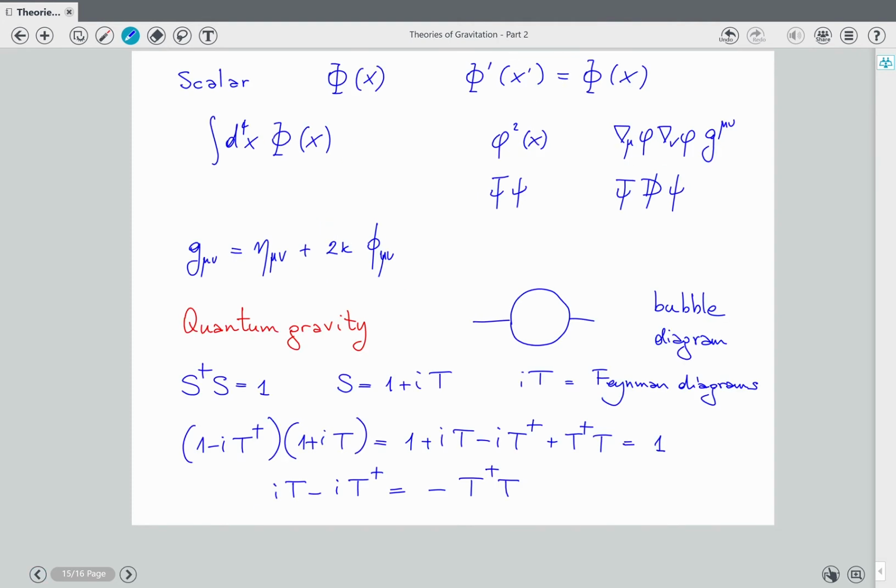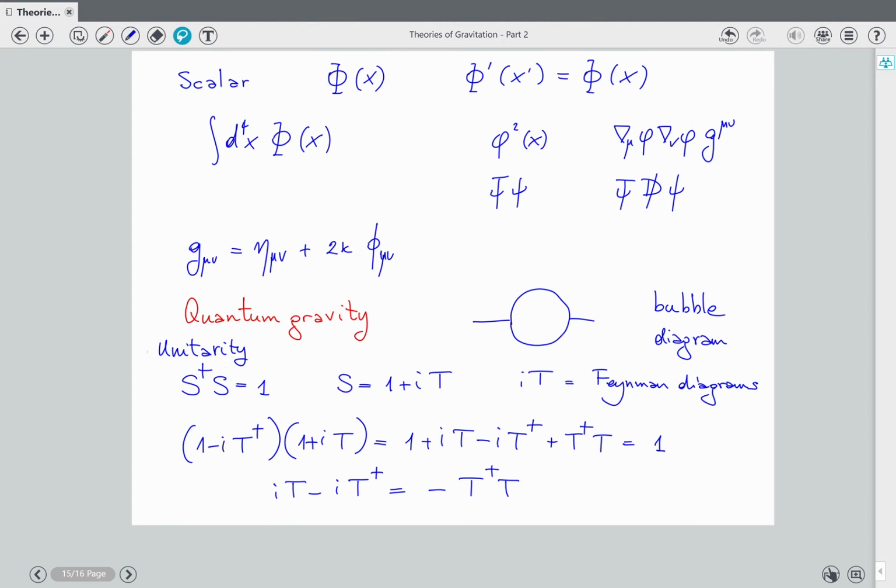Unitarity should hold in any theory, in particular in quantum gravity. And you can ask, well, it holds, so why should we worry? The problem of quantum gravity is not unitarity. The problem is that it is a non-renormalizable theory. So the problem is renormalizability.